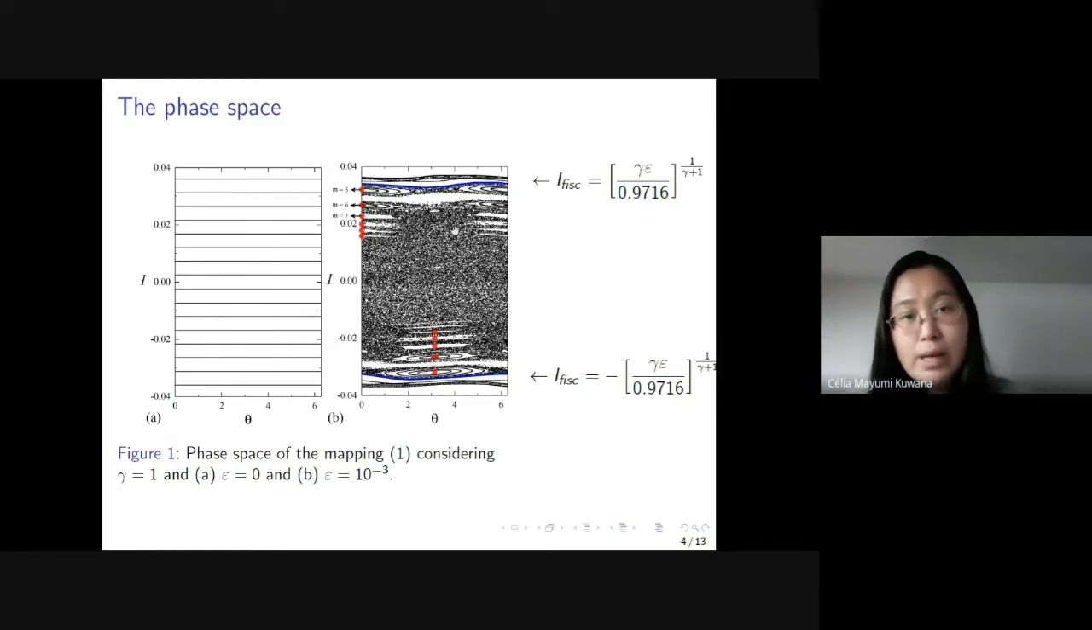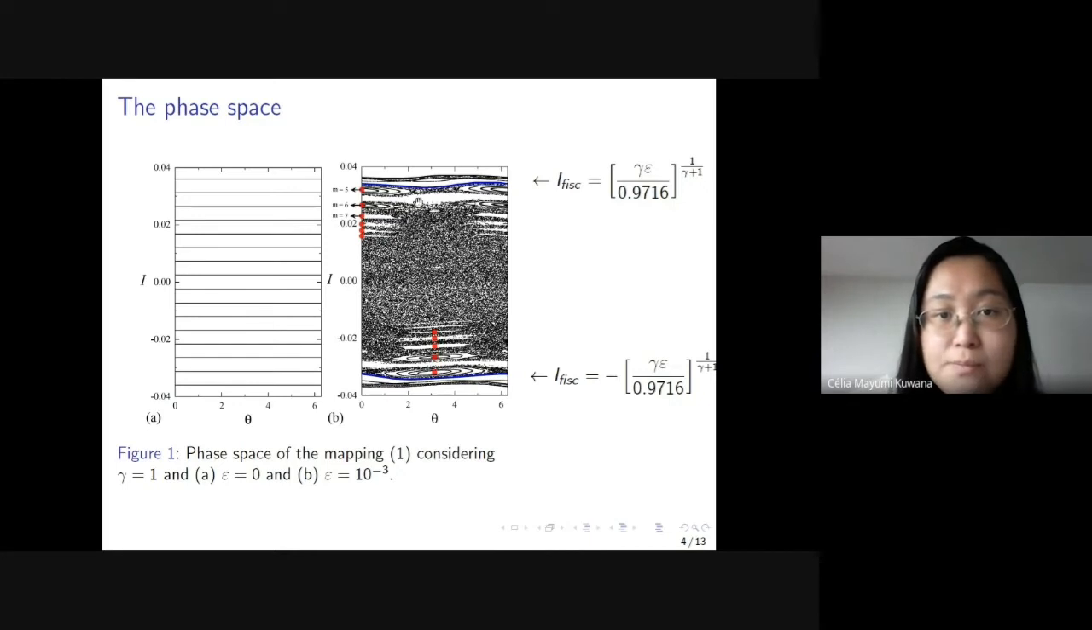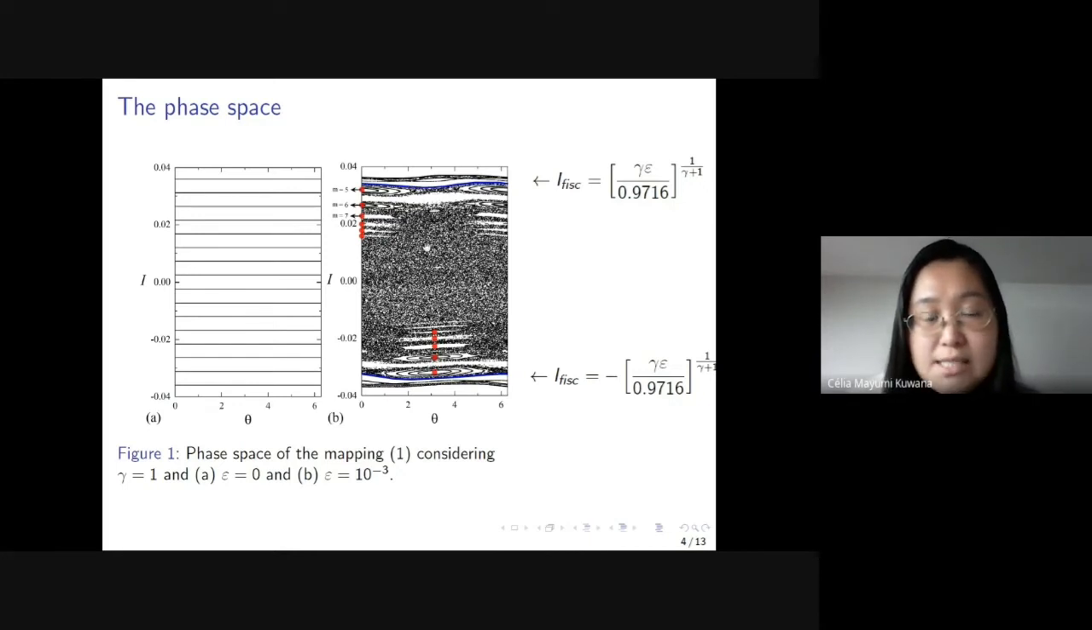Here in blue we have the first invariant spanning curves, positive and negative, and they limit this chaotic sea, not diffuse and bounded. If it happened, the Liouville theorem would be violated. The location of these curves is described by these expressions.